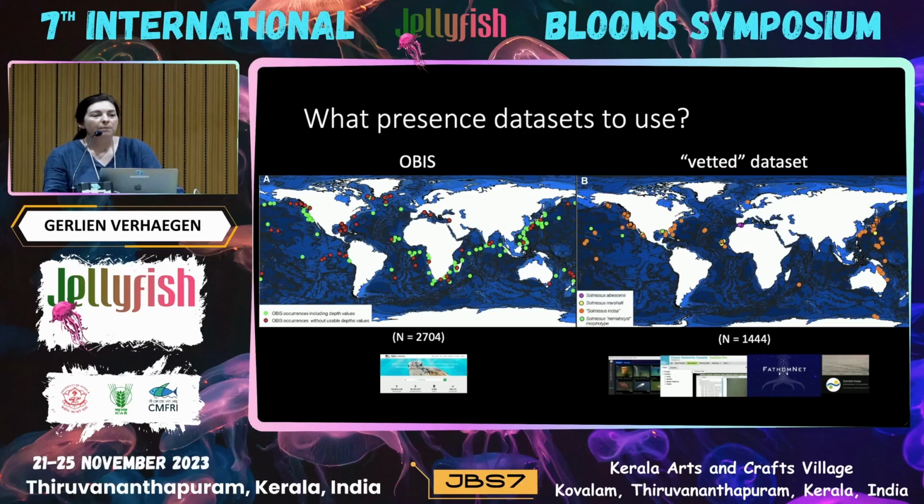So my first step was to check which kind of data to use in my models. So I compared, on the left you can see a map using data from OBIS, with just the green points being the ones for which I had depth information that I used. And they are much more widespread than the ones I got from the deep sea databases that I could vet, which means I personally checked every image to make sure it's a Solmissus.